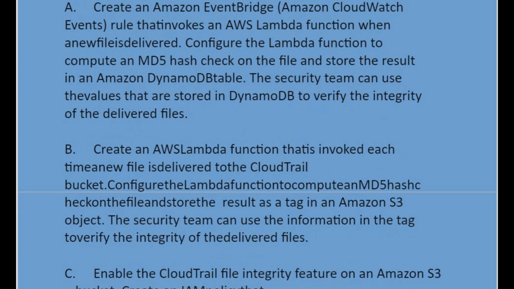Option B, create an AWS Lambda function that is invoked each time a new file is delivered to the CloudTrail bucket. Configure the Lambda function to compute an MD5 hash check on the file and store the results as a tag in an Amazon S3 object. The security team can use the information in the tag to verify the integrity of the delivered files.